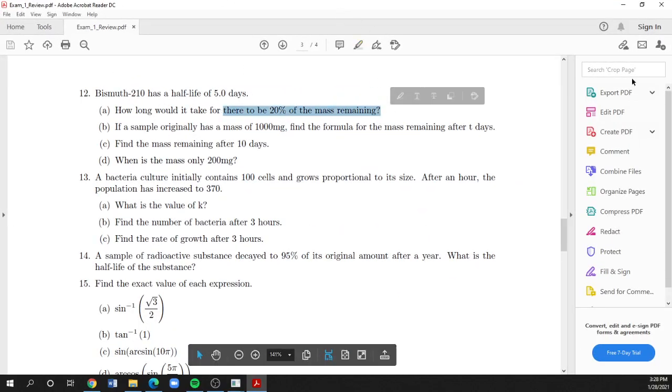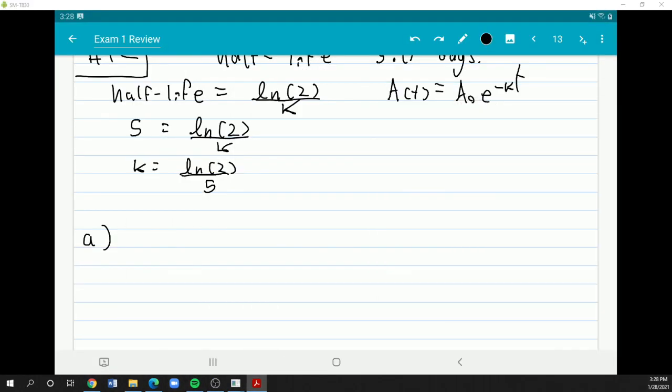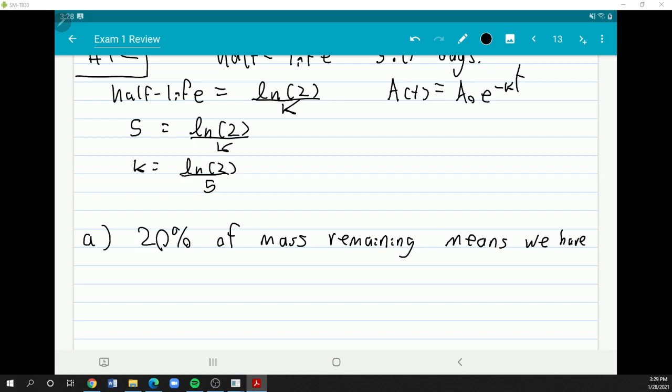So how long would it be for there to be 20% of mass remaining? There's been a little bit of confusion about this in class, but 20% of mass remaining, what does that really mean? It means we have 0.2 A naught left, right? Take 20%, that's 0.2. So for example, 20% of 100 would be 20. In general, 0.20 A naught, but the 0 at the end of that doesn't do anything.